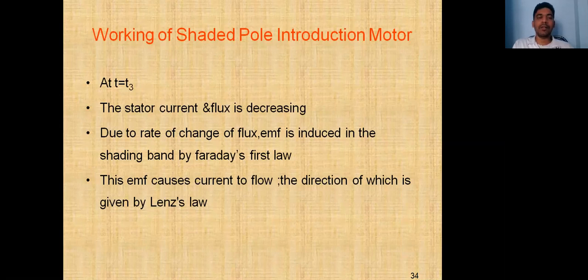At t equal to t3, the stator current and flux are decreasing. Due to the rate of change of flux, EMF is induced in the shading band by Faraday's first law. This EMF causes current to flow, the direction of which is given by Lenz's law.